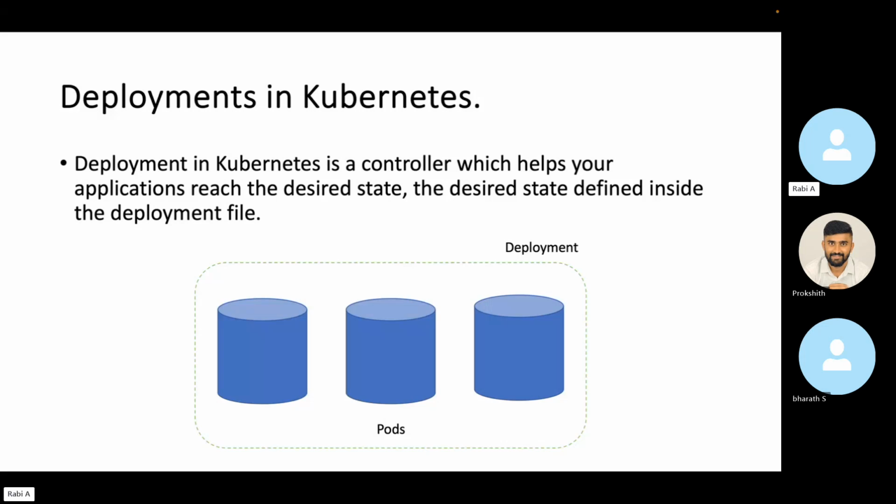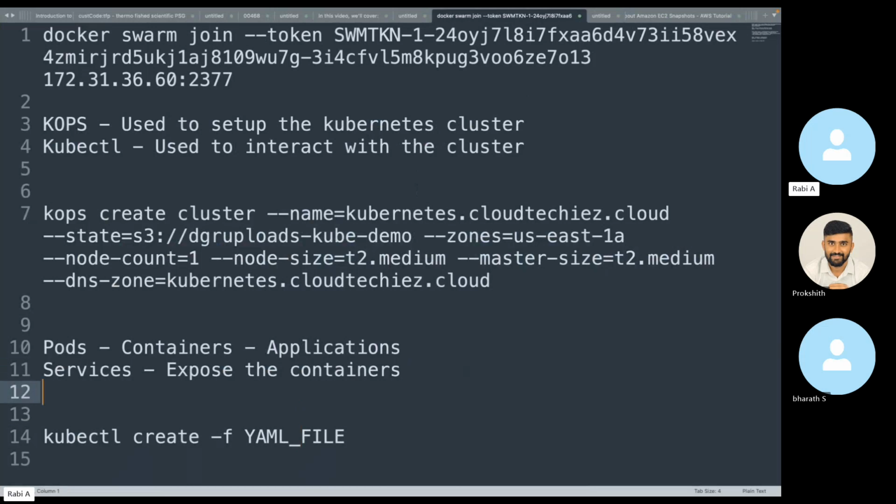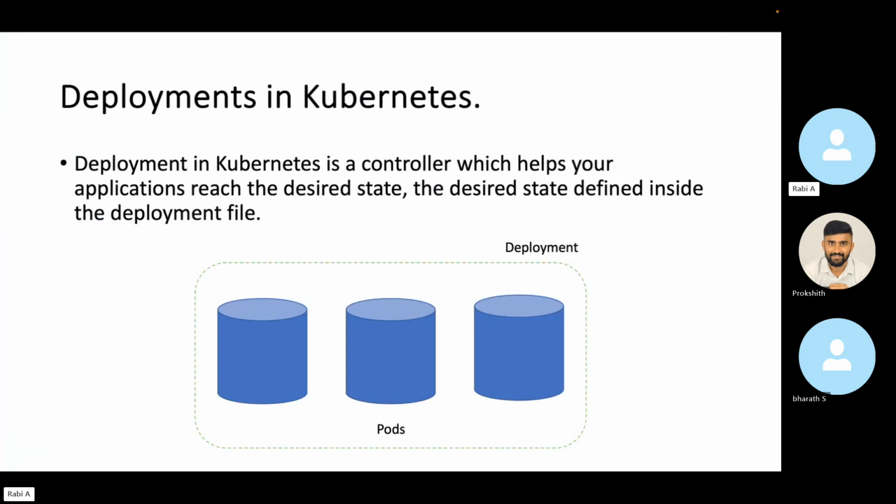So likewise, you have your deployments. Now, what are deployments? Deployments are your collection of pods. So multiple pods together, we call it a deployment. So this is another type of resource. This will be your collection of pods. So whenever you want to run multiple pods, we make use of deployments for that. A deployment in Kubernetes is a controller which helps your application reach the desired state. The desired state is defined inside the deployment file. You can think of it as an auto scaling group. Not exactly an auto scaling group, but concept wise.